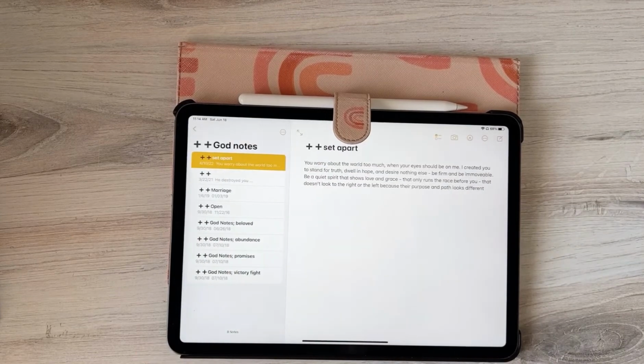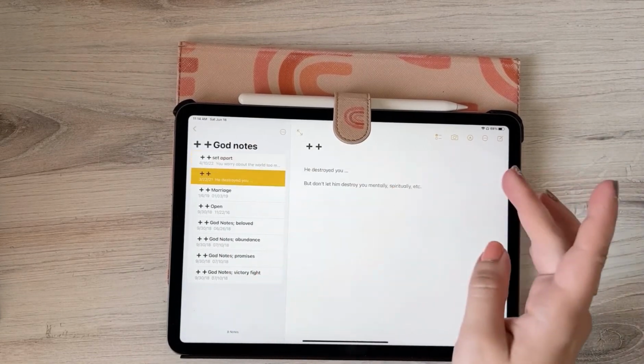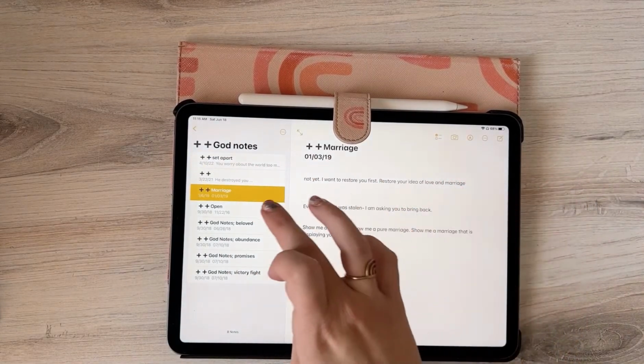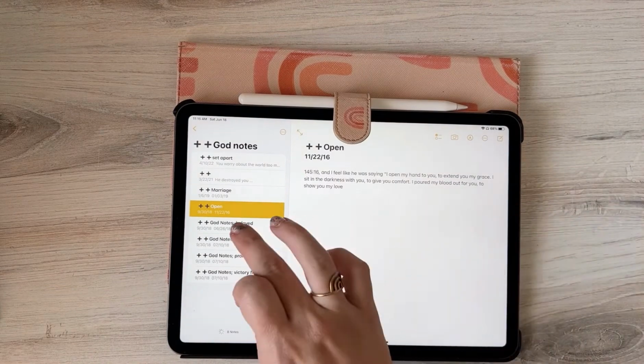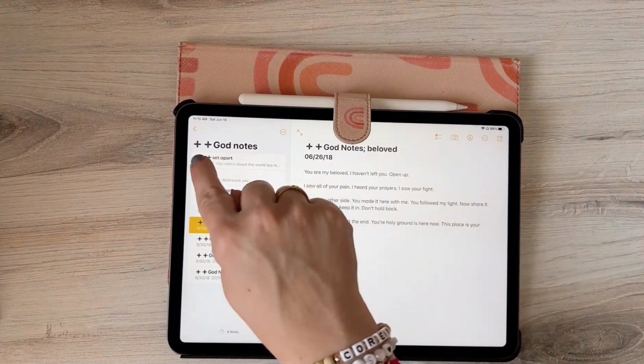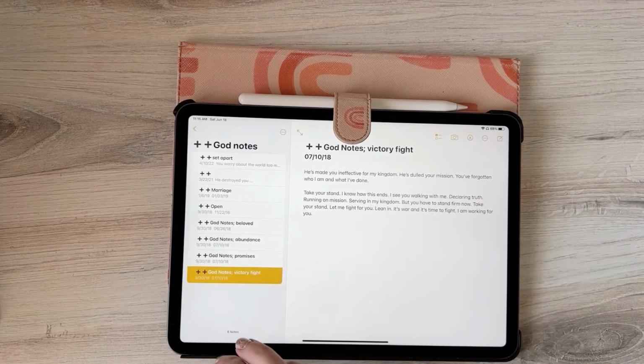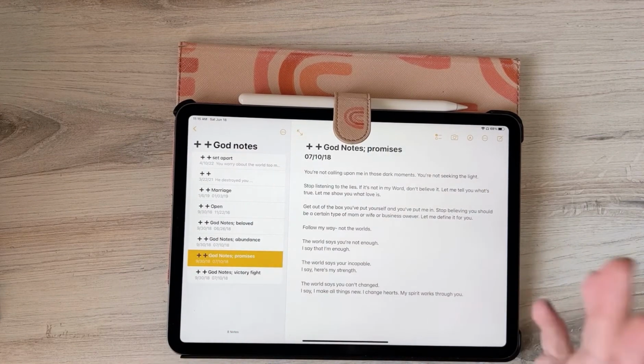So I do this one called God Notes. And honestly, just when I feel like God's saying something to me, I write it in, and that gets 2 crosses. So just, again, I write the date.